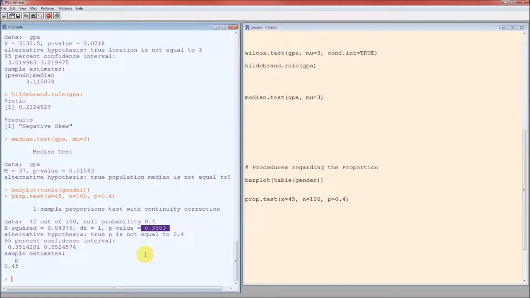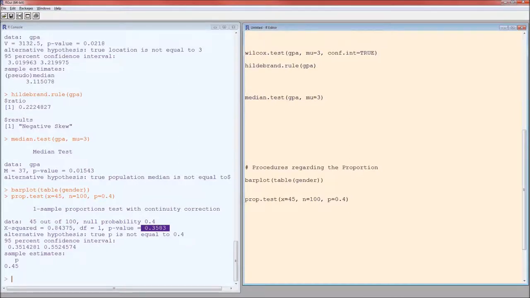Yeah, it could be 40%. We don't have evidence that it's not, actually. 95% confidence interval is between 0.35 and 0.55. And the sample proportion is 0.45. Again, 0.45 is our sample proportion. We hypothesize that the population proportion was 0.4. Now notice that this is an approximate test.